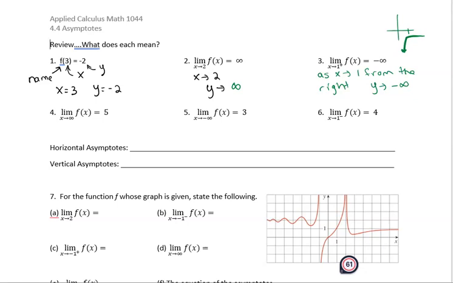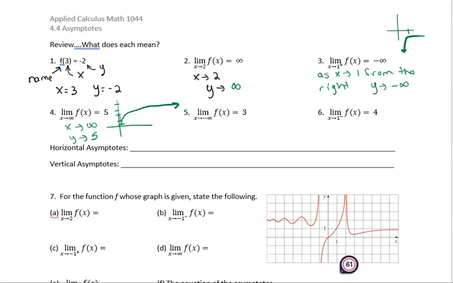Number 4, the limit as x approaches infinity of f of x is 5. That means as x goes to infinity, then y goes to 5. So a brief sketch of what that might look like. Let's try that again. So 1, 2, 3, 4, 5 might look like that. So as x goes to infinity, let's make it look like this. Looks like it's going to curve off and level out at 5.